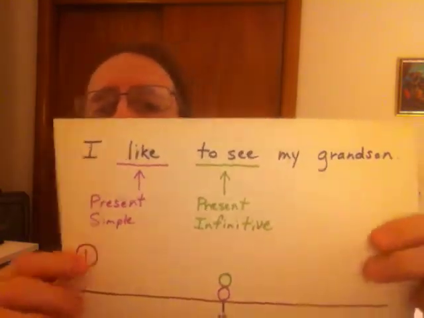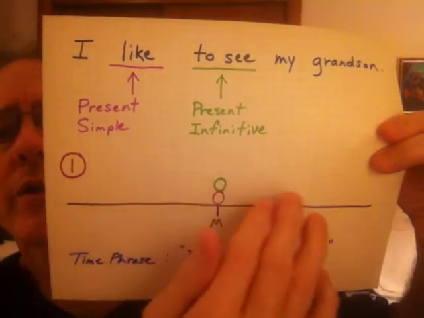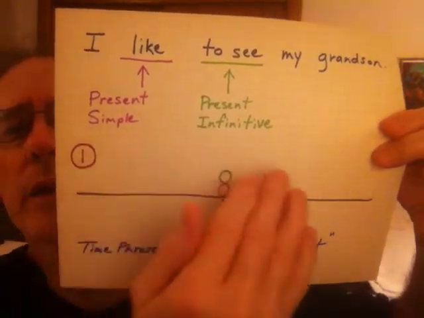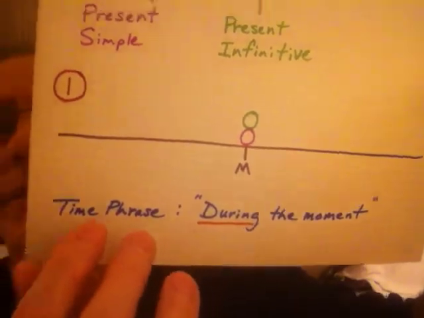Now, in this sentence, we have what we call a timeline. This is what I use in my mind, a timeline. And we also have what I call a time phrase. A time phrase is like a kind of a catchphrase. It gives you an idea of what you're dealing with tense-wise when you look at a sentence, okay?